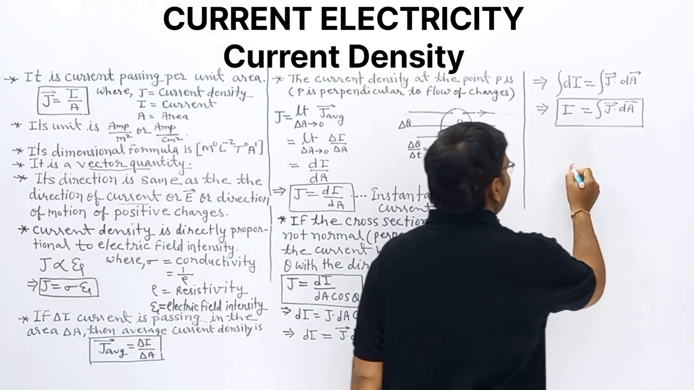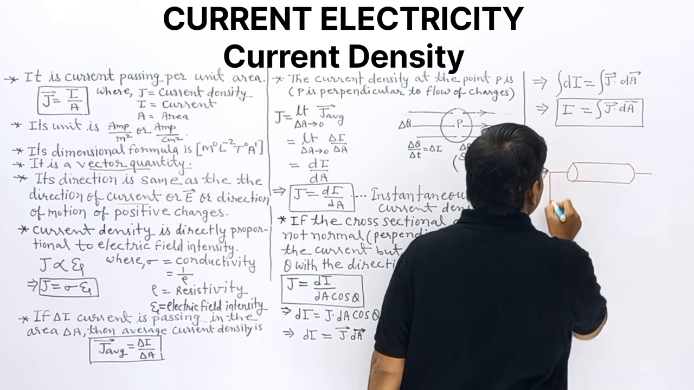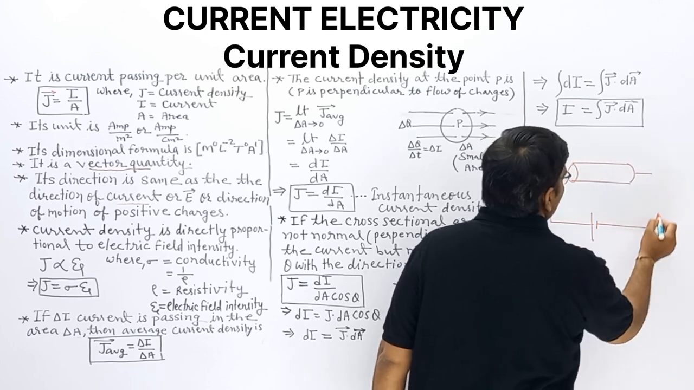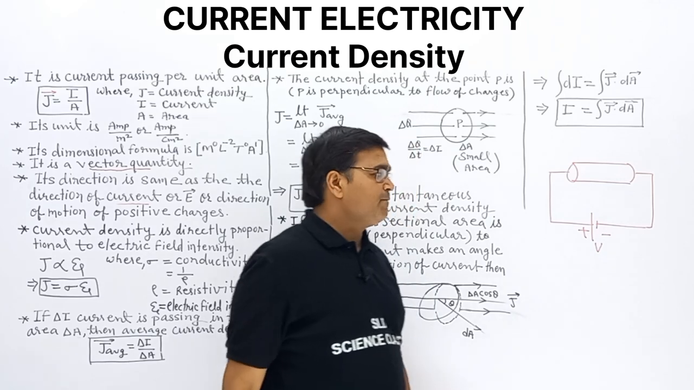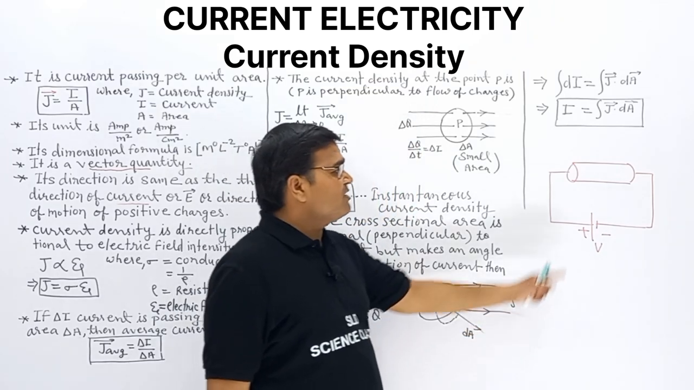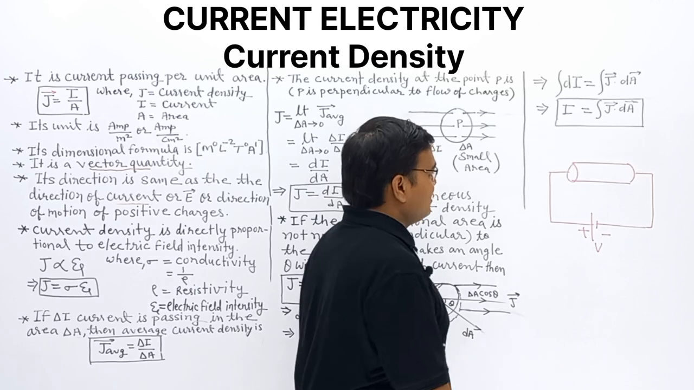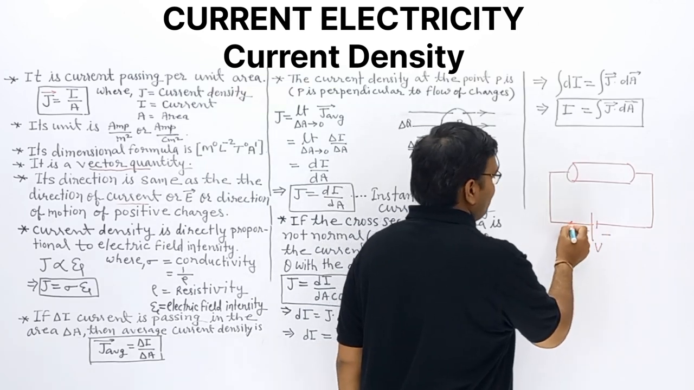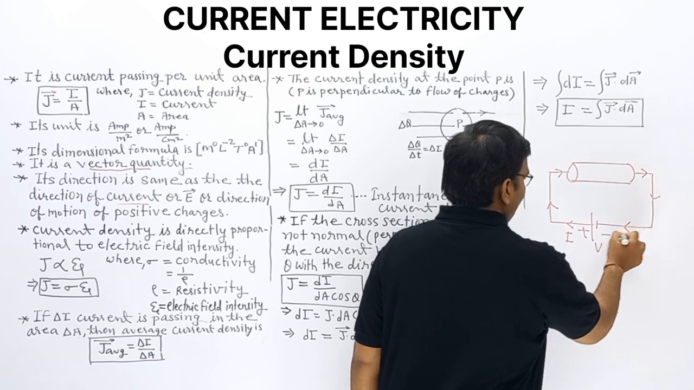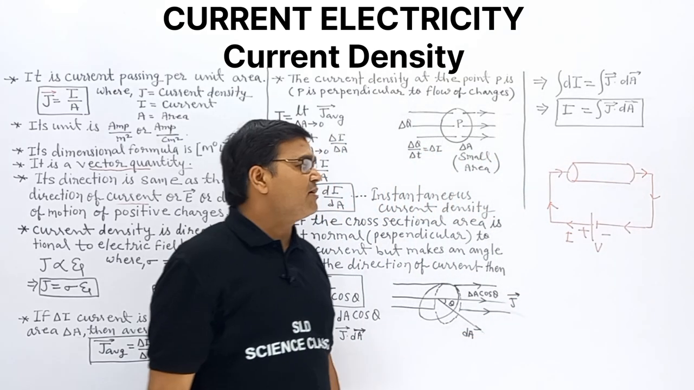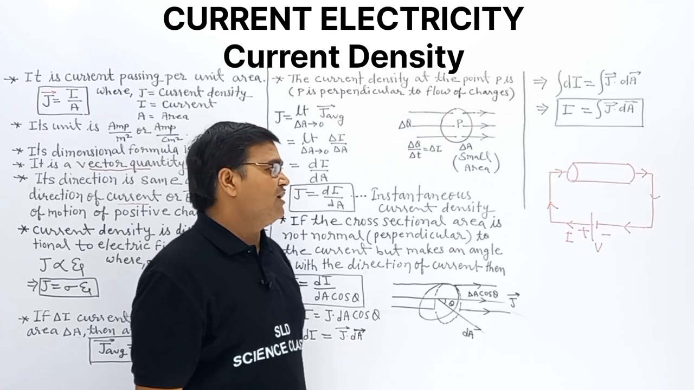Again I am drawing it here. This is one conductor, and I am applying one source there, plus minus V. This is the cell, and this is the circuit. A circuit is a closed path. In the circuit, current starts from the positive terminal of the battery to the negative terminal of the battery. Yes or no?